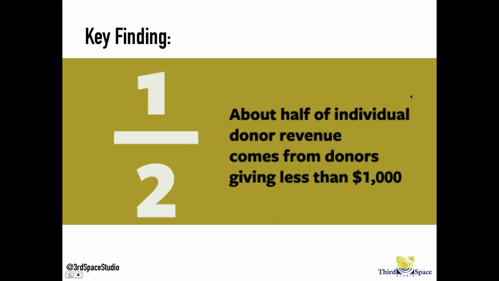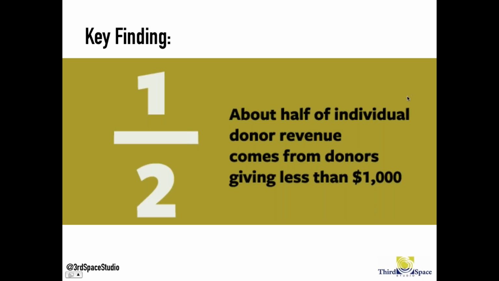And what we've found is that about half of the revenue comes from those small donors. So that they are really the foundation for a strong individual donor program. The reason that we chose $1,000 is that for the most part, or for a lot of organizations, that is where the line is for major donors, those donors that you treat in a more special way. So what we see is that 50% of revenue comes from donors giving less than that.